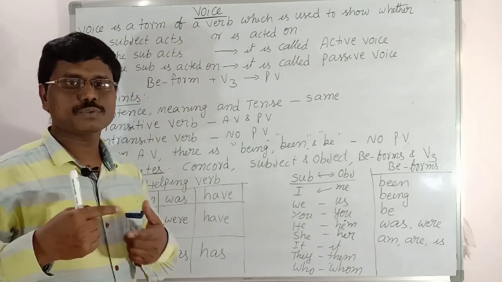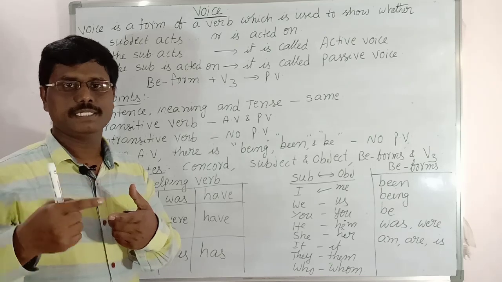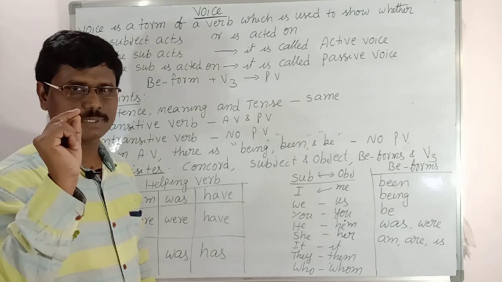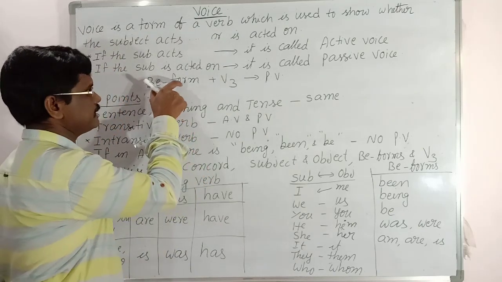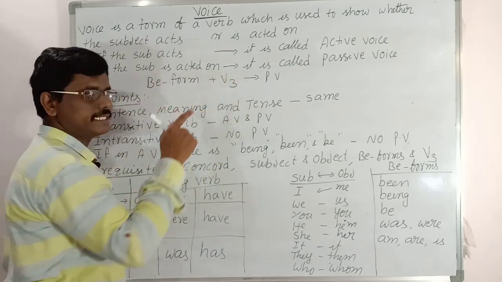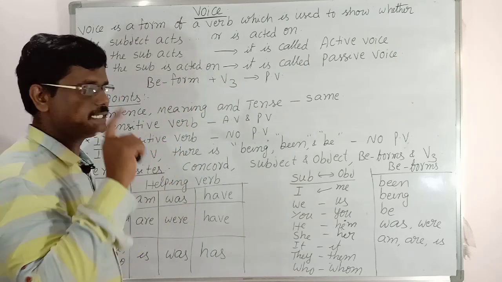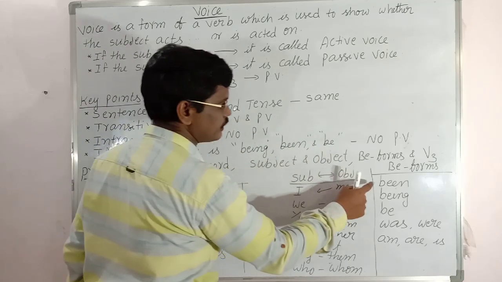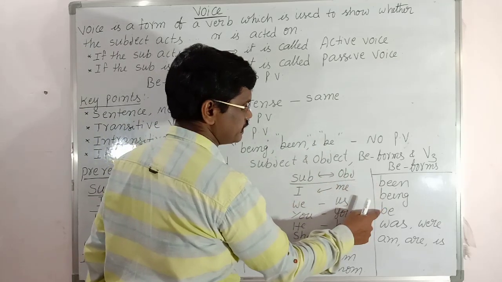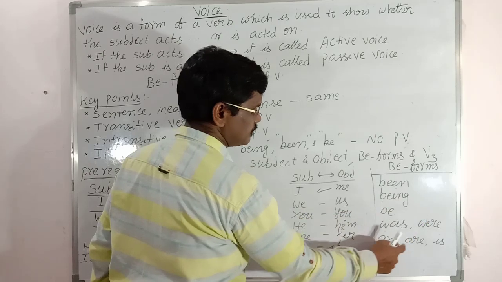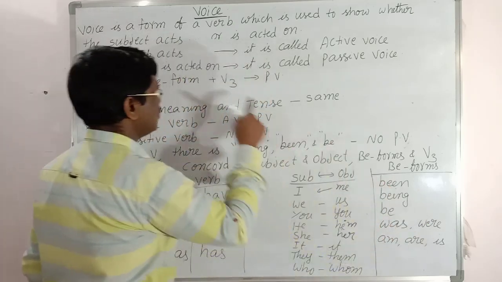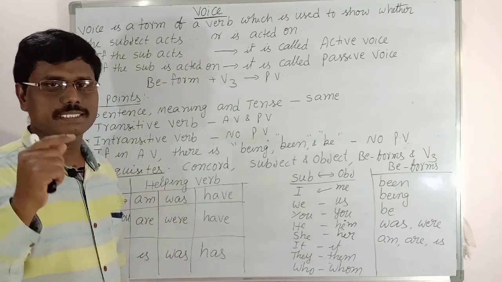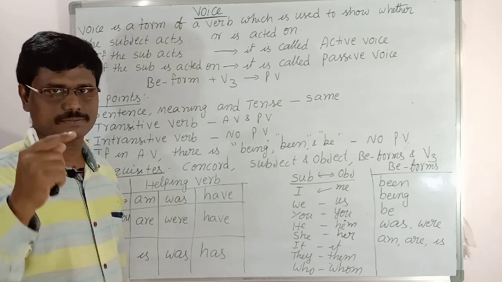Friends, how to identify whether the given sentence is in active voice or passive voice? Easy tip: when there is a be form plus verb 3 in the given sentence. Read the given sentence. What is a be form? Be form means been, being, be, was or were, am or is, any one word. After that word, verb 3, the past participle form of the verb. This is the identification mark of passive voice.